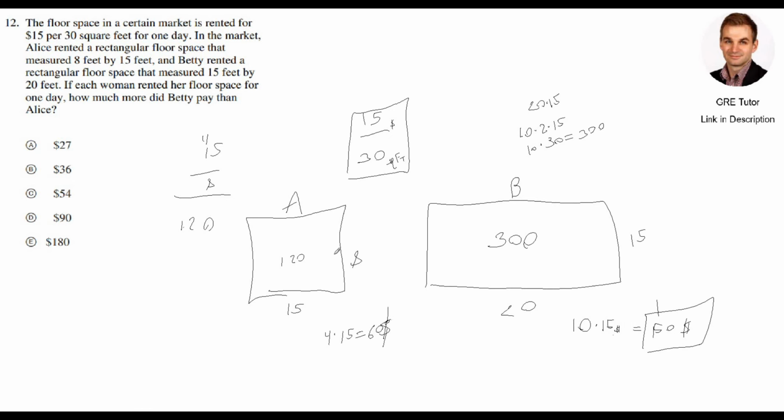So basically what happened was Alice paid $60, and Betty paid $150. So if we subtract 60 from 150, 150 minus 60, we get $90. So Betty paid $90 more than Alice. So that is D, and that's our answer.